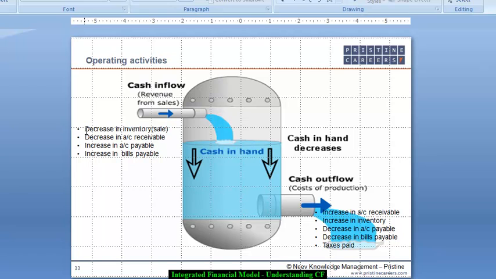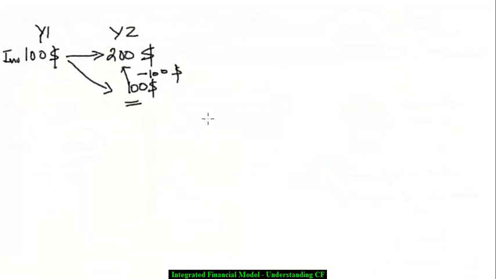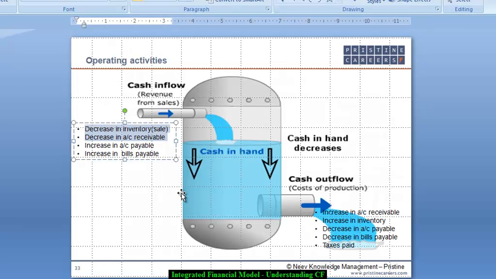So for that matter, any increase in a current asset, or an asset, is like a cash outflow to you. So any increase in accounts receivable, inventory, any increase in your current account is like a cash outflow to you. Any decrease in a current asset is like a cash inflow to you. For example, if my inventory were to go down to $50, this is like an additional $50 of cash available to me to be utilized in the business.